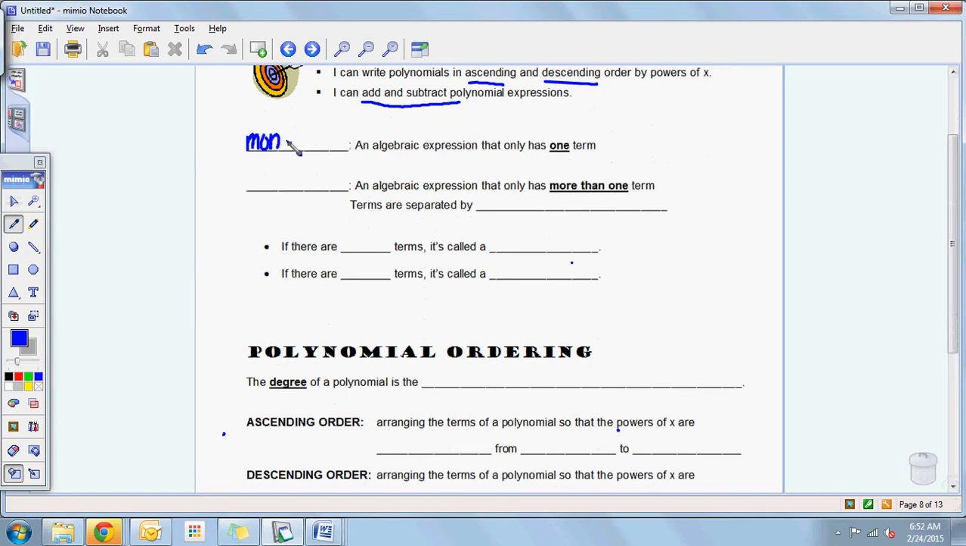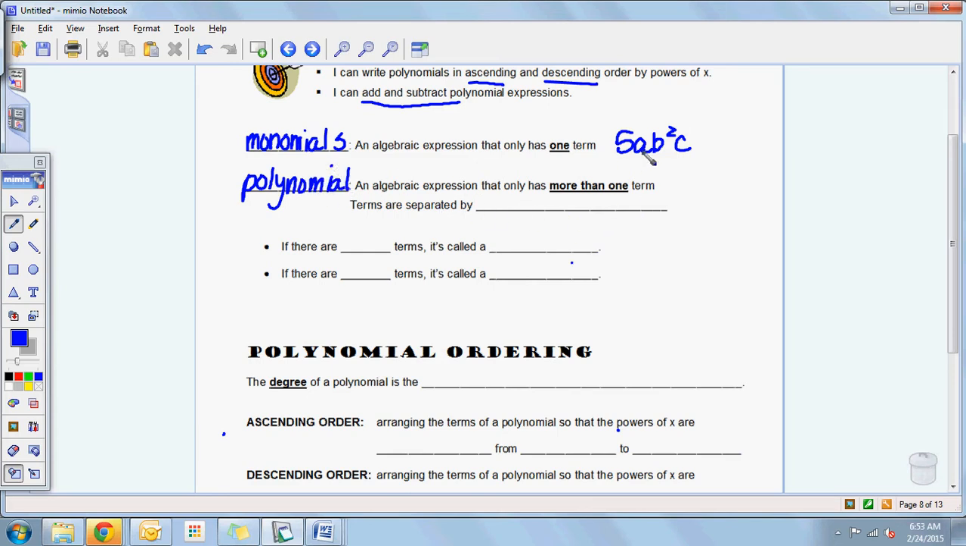So let's go back to the very beginning with monomials. We did that in our last 2 sections. Monomials only have one term. So an example of a monomial would be 5ab squared c. That is one term, okay? So polynomials, this is what this whole section is about, are many terms, okay? More than one.